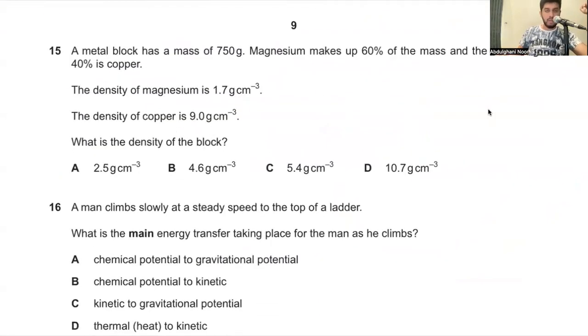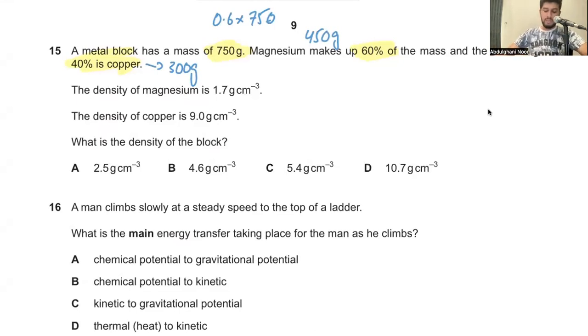Question 15, once again, a pretty technical question. The question says a metal block has a mass of 750 grams. Magnesium makes up 60% of the mass and the remaining 40% is copper. So 60% is 0.6, 60 upon 100. 0.6 into 750 is magnesium. So magnesium is 450 grams and copper is 300 grams.